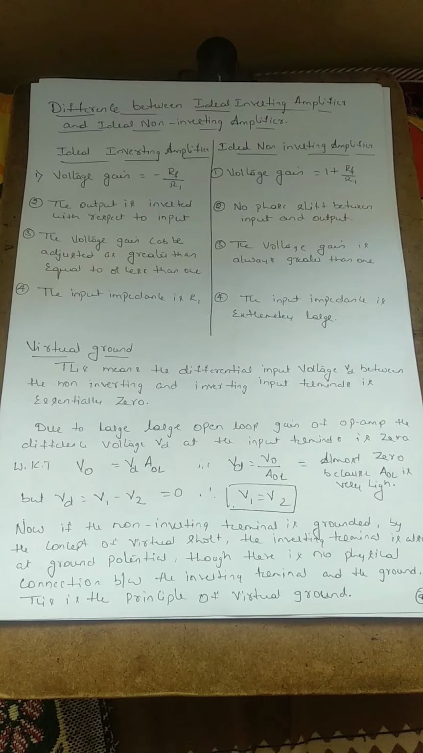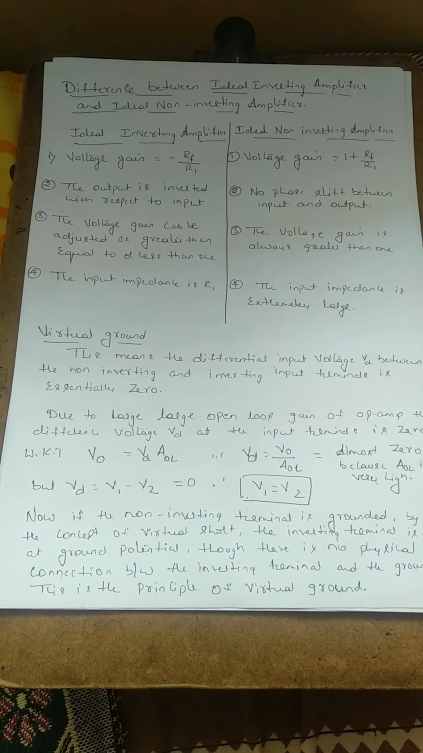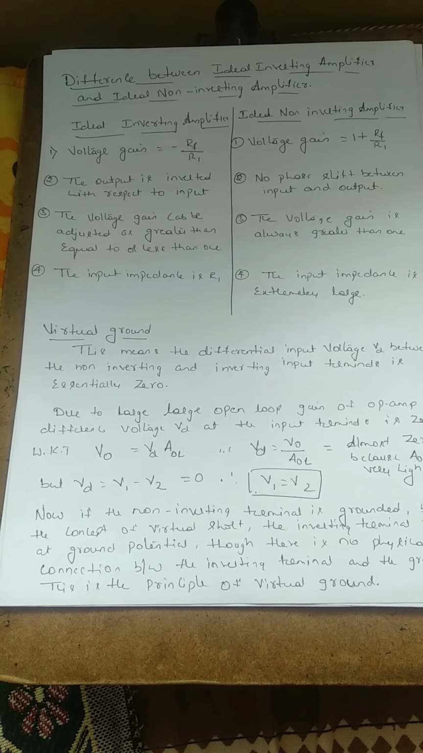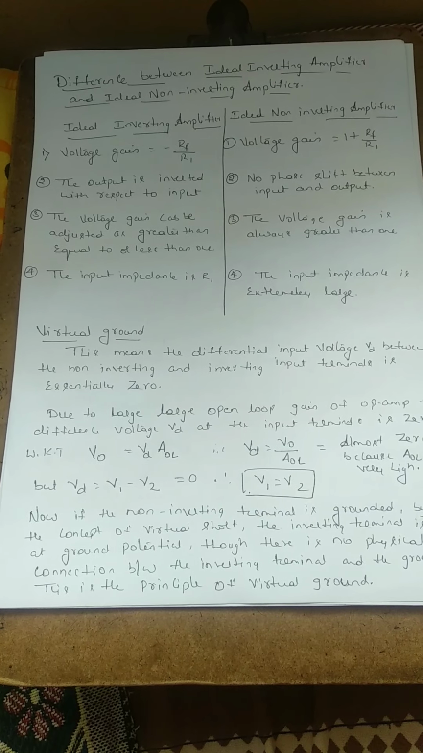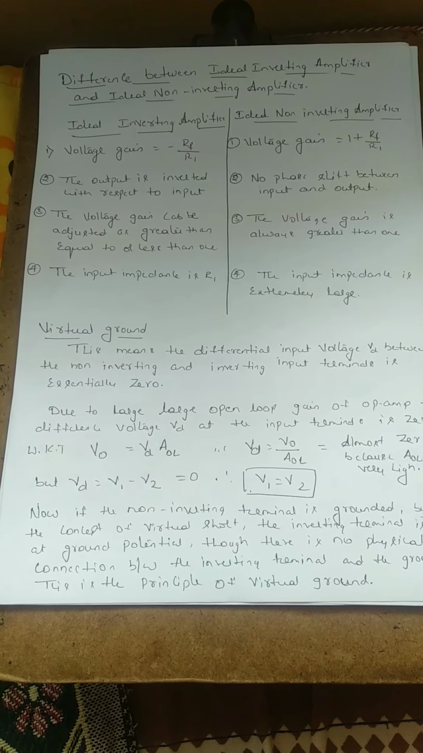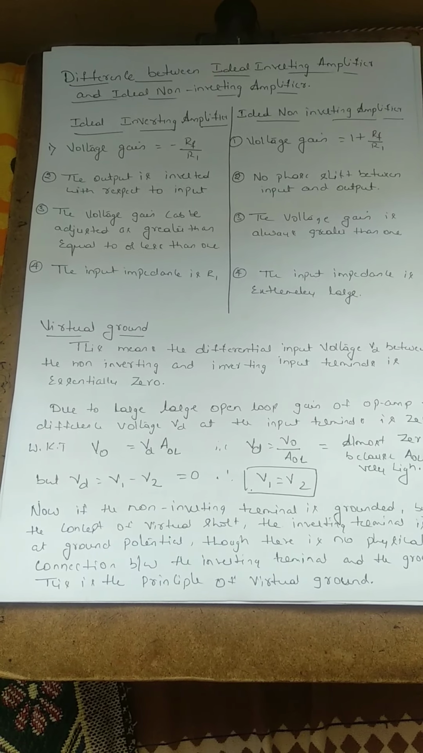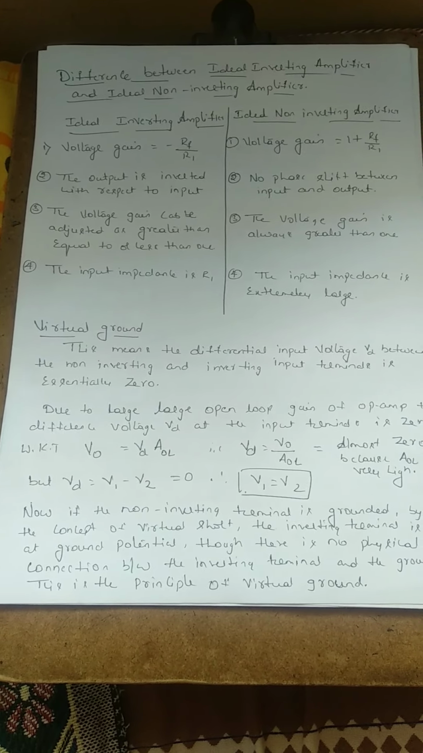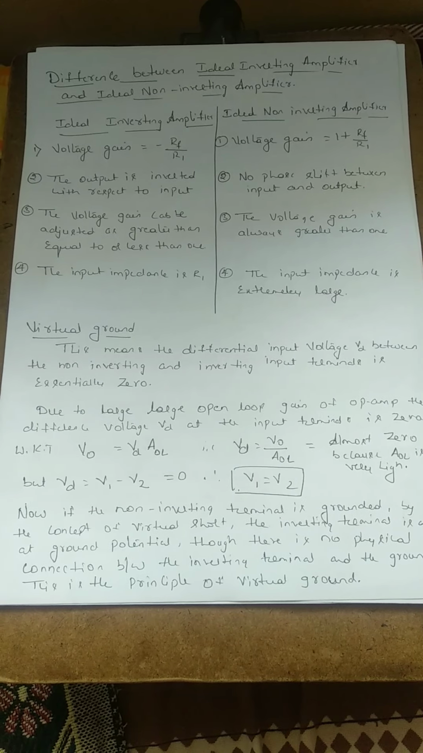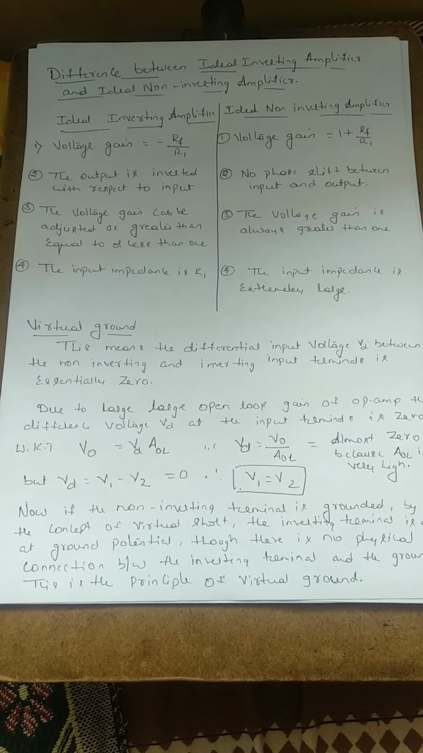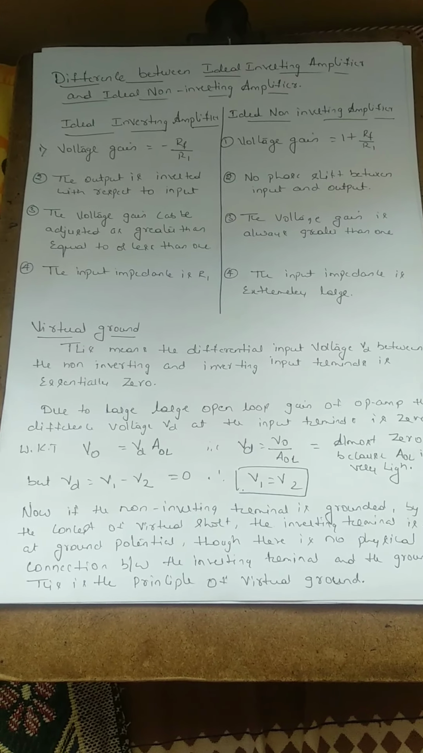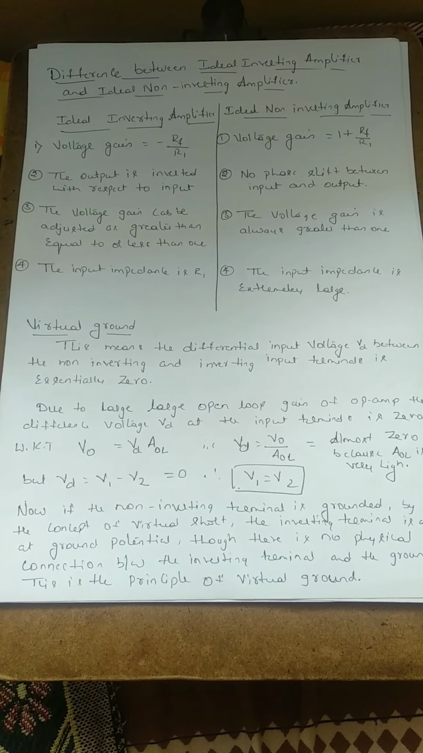So next we'll see the concept of virtual ground. As the name says, virtual is nothing but there is no physical thing. It is just an imagination, that is the meaning of virtual. And ground, you know, is zero potential. So in the op-amp, the virtual ground says that the differential input voltage VD between the two input terminals, that is inverting terminal and non-inverting terminal, is zero. Okay, so how this is, we'll see now.